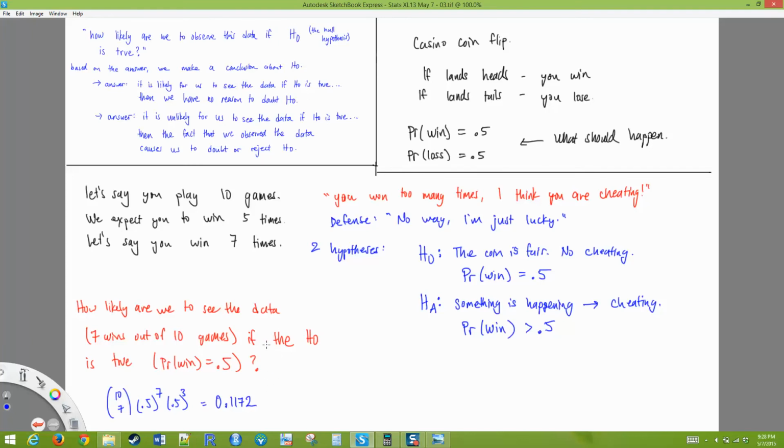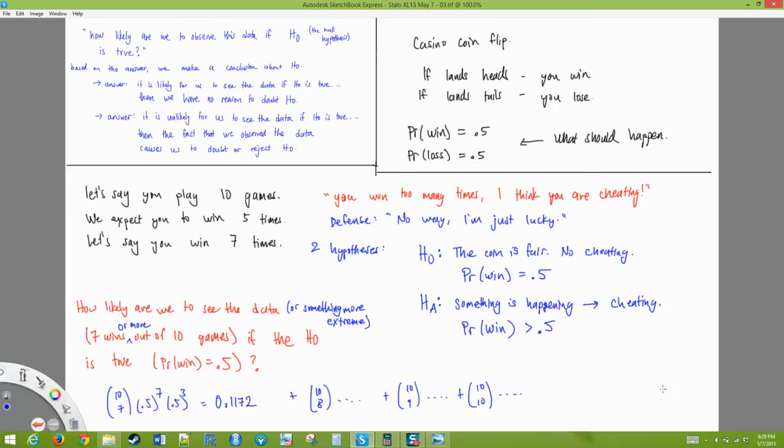Now, if the casino accuses someone of cheating for winning 7 games out of 10, then they will certainly accuse them of cheating if they won 8 games out of 10, 9 games out of 10, or 10 games out of 10, right? So what it should be is, how likely are we to see the data, or something more extreme, meaning 7 or more wins out of 10 games? So then we also have to do 10 choose 8, plus 10 choose 9, plus 10 choose 10.